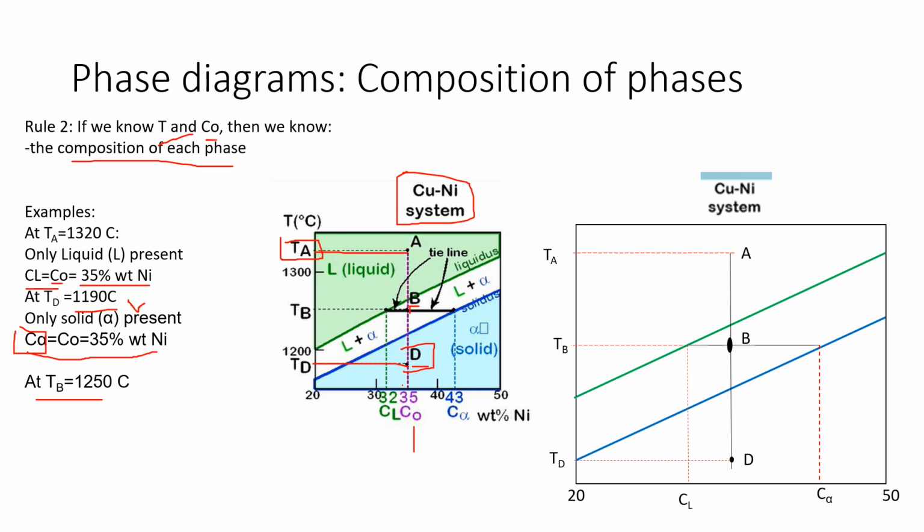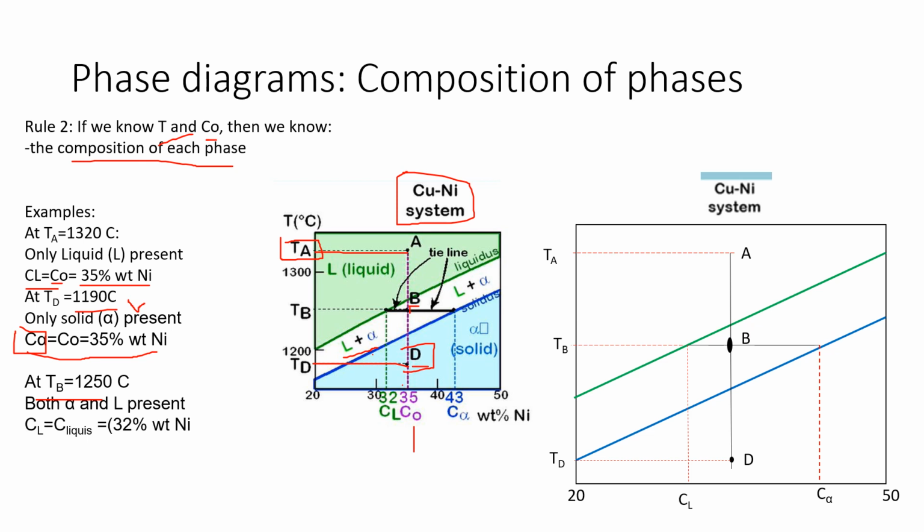At TB, at point B, if we compare point B with A and D: point A is a pure liquid point, and point D is a pure solid point. Point A is represented by CL, the composition of liquid, because it's a pure liquid region. Point D is represented by C alpha, the composition of the solid region.